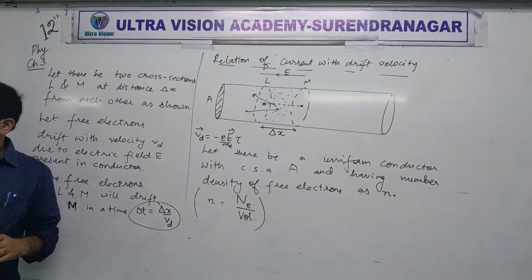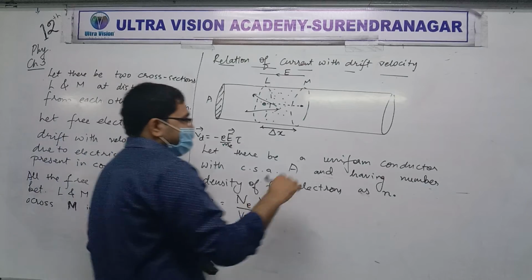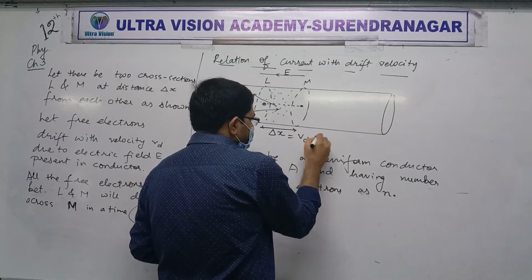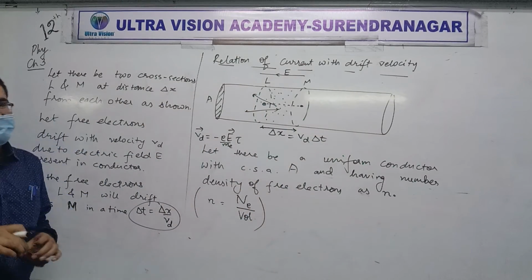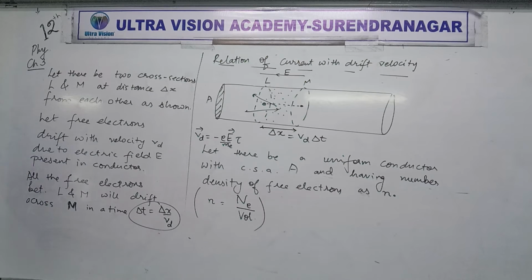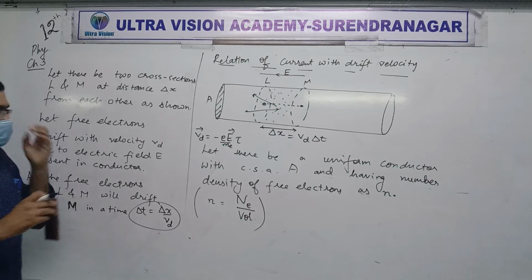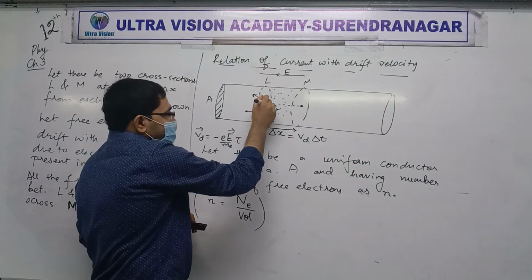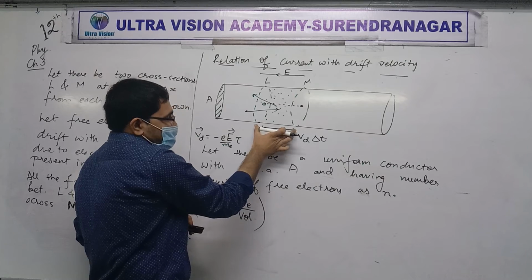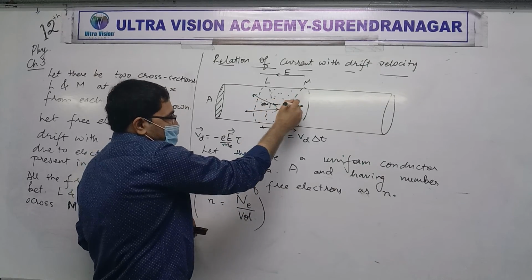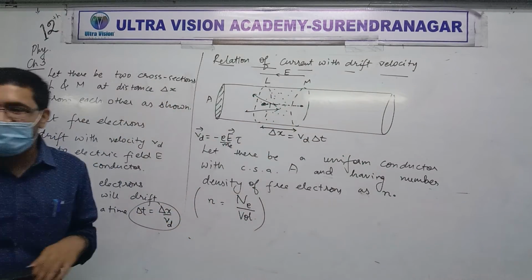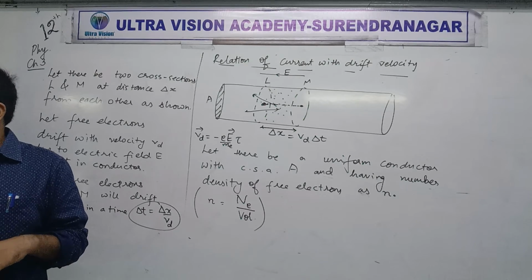Delta x equal to Vd into delta t. So delta t is equal to delta x upon Vd. Clear or not? Now what this means is all the electrons that are within this section, all the free electrons, will cross this plane by drifting. Clear or not?